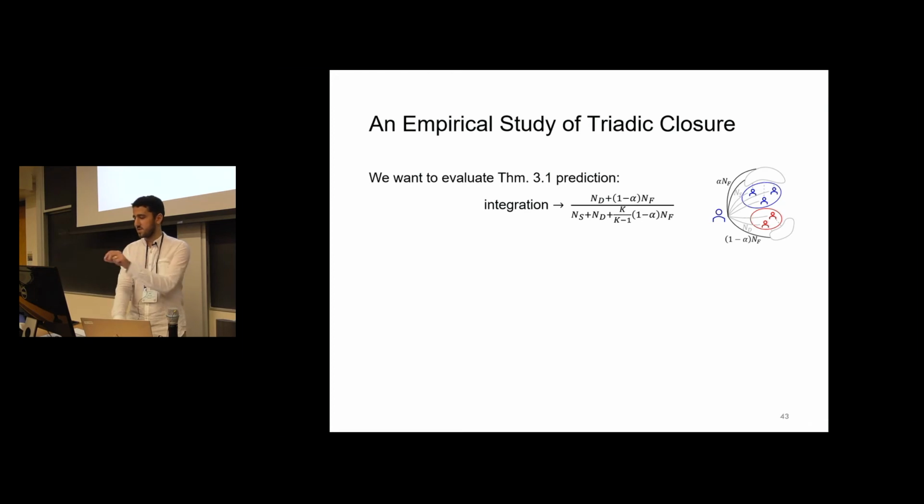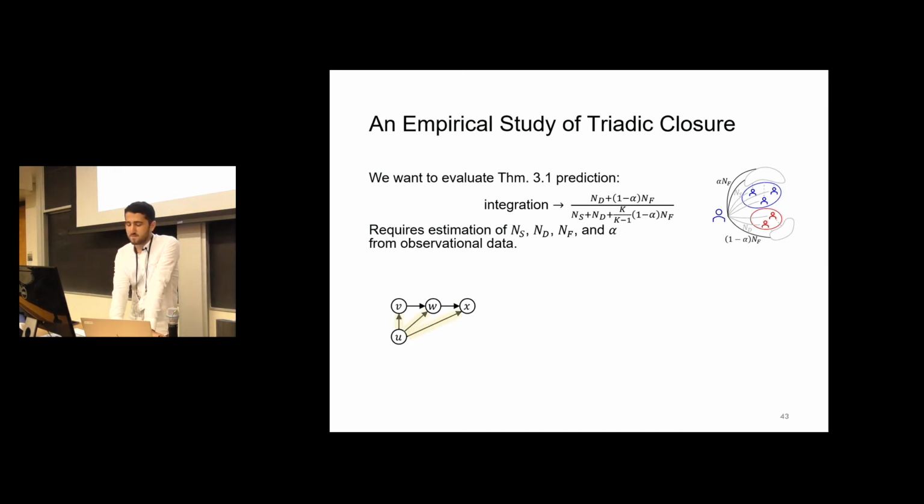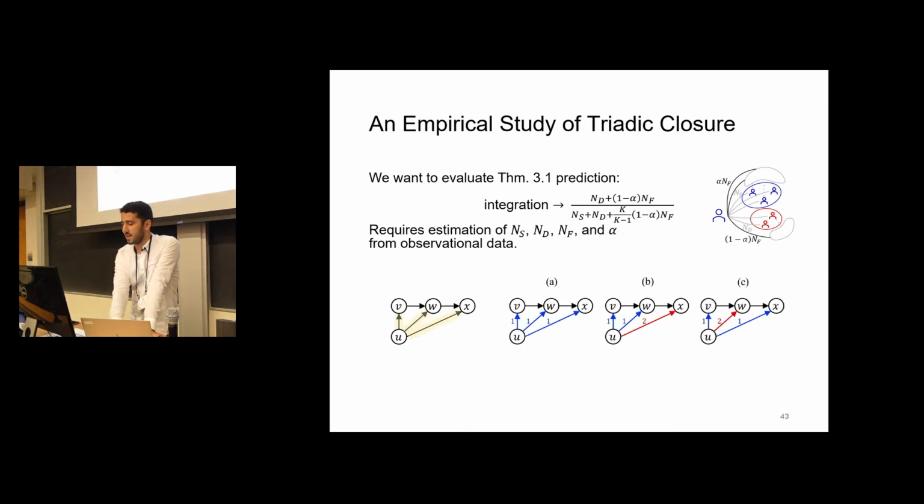We can definitely measure integration from the data we have, but to see what our theorem's prediction is, we have to estimate these parameters from observational data, which is not at all straightforward. Consider this simple network here. I want to know which of the citations from article U are created actually in the first or second phase, and you see there are 3 possibilities here. For example, all of them might be created in phase 1.